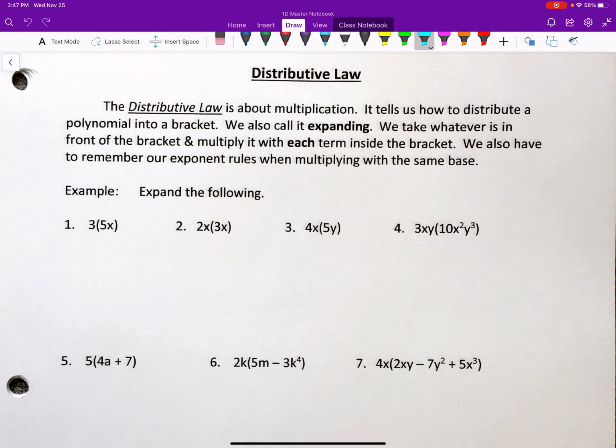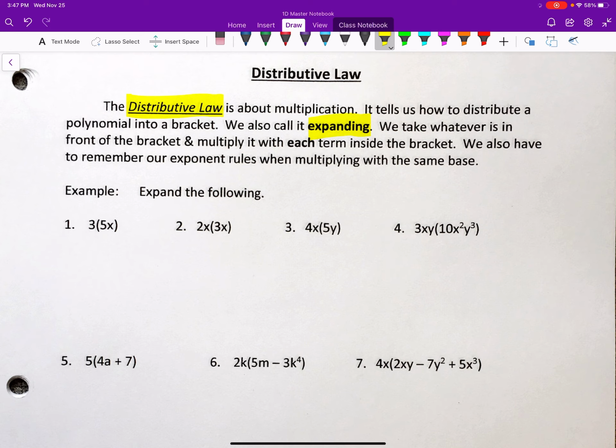It tells us how to distribute, in other words, spread around a number that is outside of a bracket and expand it so that we're multiplying each term inside a bracket by that same number. So that's why it's sometimes called expanding, right?